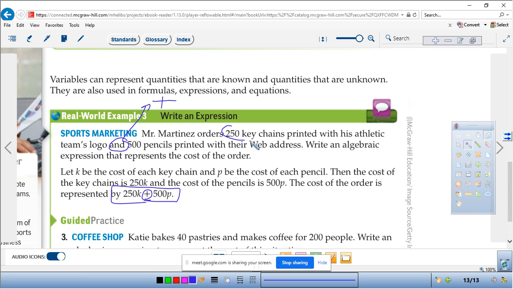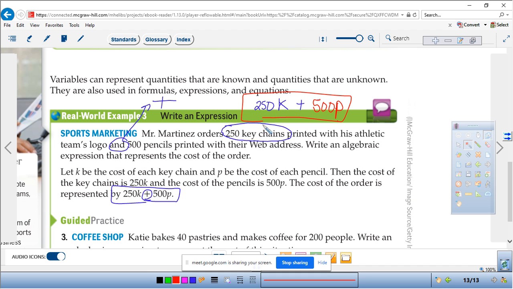Okay, when you're talking about keychains, you know you're going to have 250 of them. But what kind of variable? When I said they put X a while ago or the other day, just because they felt like it. They really just felt like it. So you could put 250X if you want. But since they're talking about keychains, let's keep our brain in that mindset. Oh, keychains. So we'll put a K. And remember, they're ordering something else. And they're ordering 500 what? 500 Ys? Well, they really could. But to keep our minds okay with the story, we're going to keep it as a P. So there it is. This is what they would be ordering.